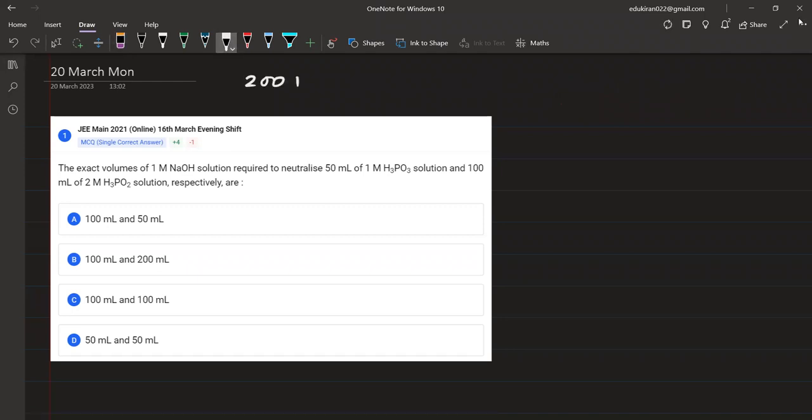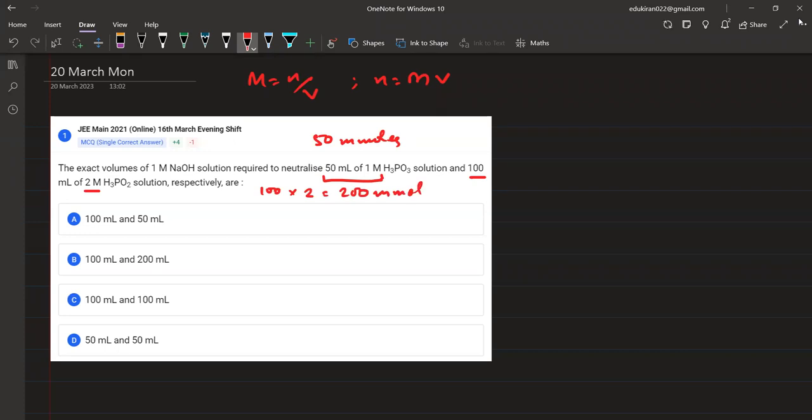So if I have 200 H+ ions, then it will be neutralized by 200 OH- ions, right? So basically the amount of H+ and the amount of OH-, and the SI unit for amount is moles. So you have to always deal in terms of moles. Let us start getting the number of moles. If I take 50 ml of 1 molar H3PO3, we know that molarity is equal to number of moles upon the volume. Therefore, the number of moles will be molarity into volume. So it will be 50 into 1, and you will get 50 millimoles of H3PO3, and 100 ml into 2, that is 100 into 2, equal to 200 millimoles of H3PO2.